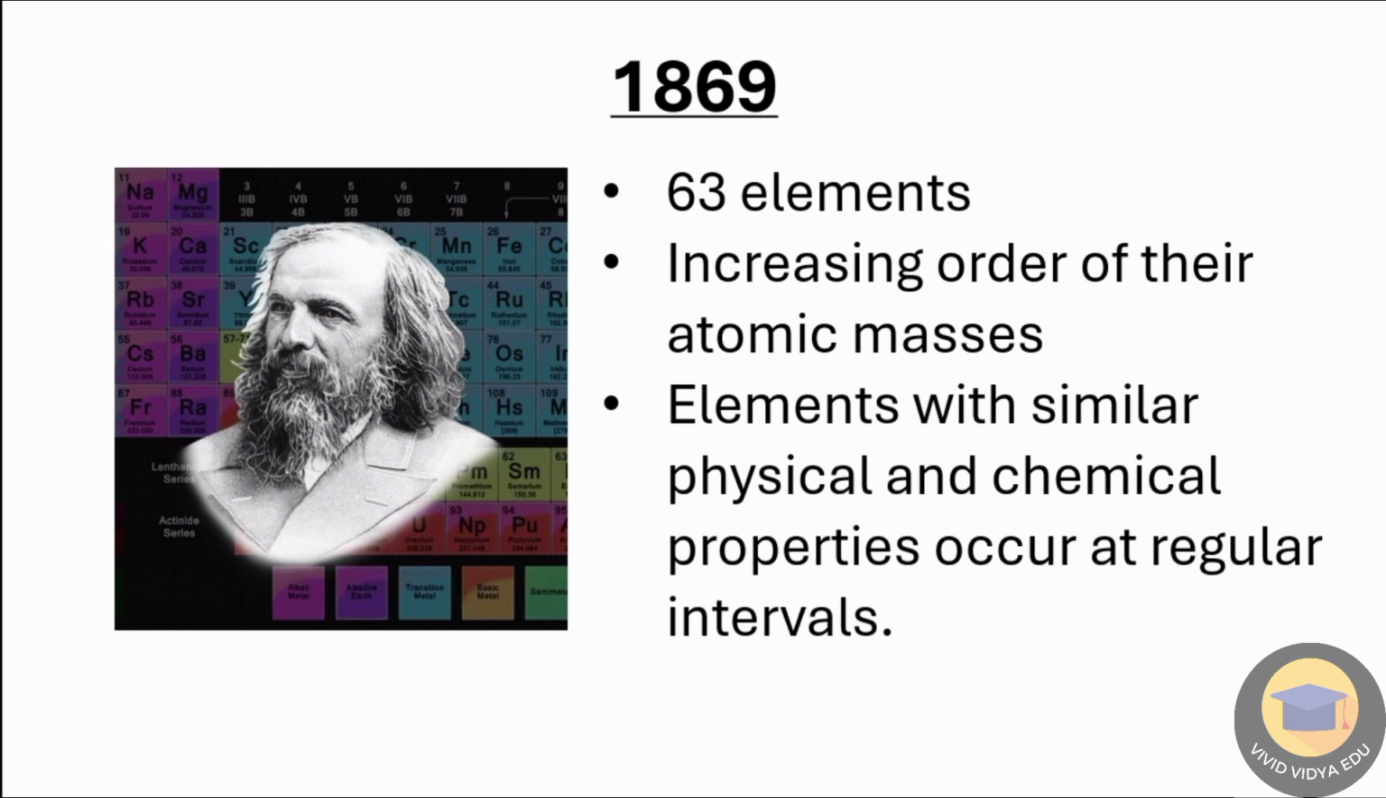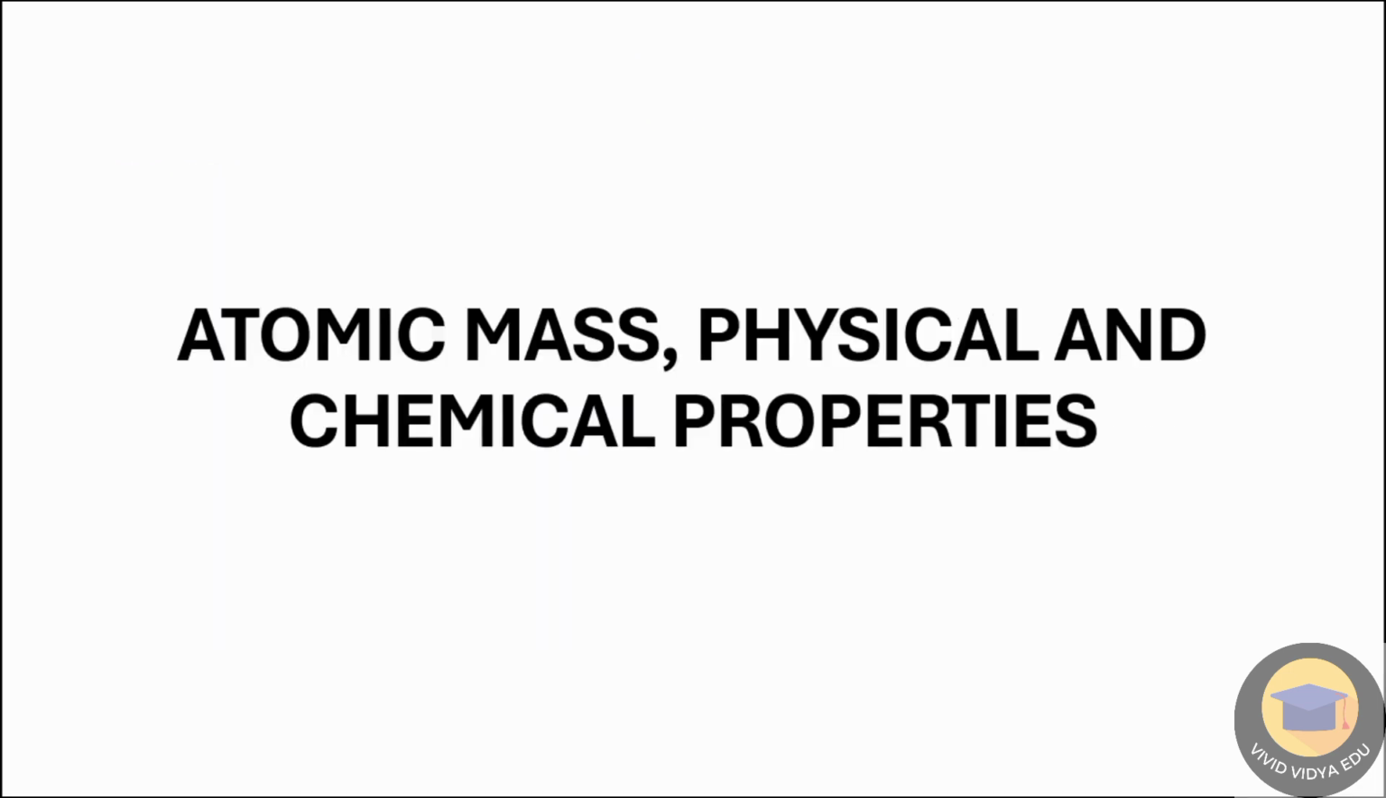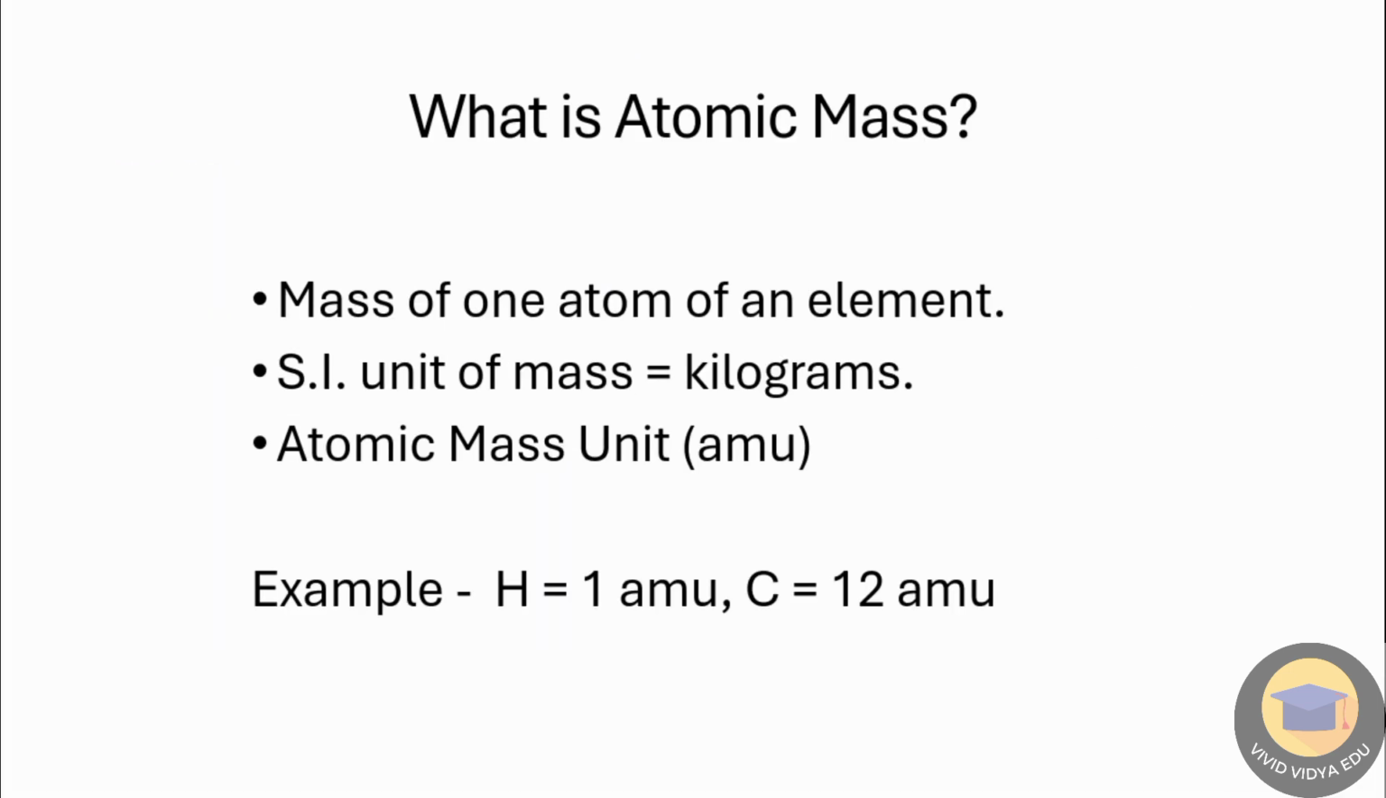So let's discuss these three things: atomic mass, physical, and chemical properties. So, what is atomic mass? It's very easy. It's the mass of one atom of an element. The SI unit of mass is kilograms. Since the atom is very small, a more appropriate unit is used, that is AMU, atomic mass unit. Let's take an example here. Hydrogen has an atomic mass of approximately 1 AMU, and carbon has an atomic mass of 12 AMU.